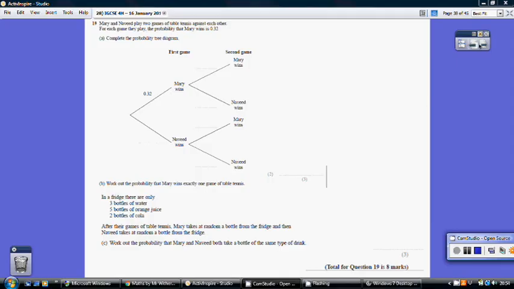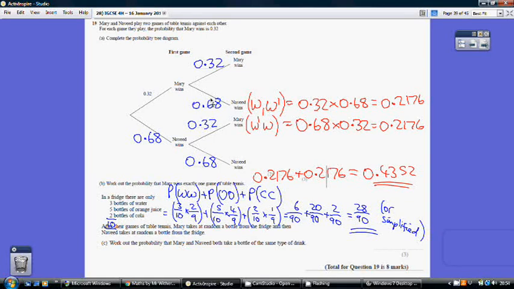Question 19. It's very straightforward, I think, for part A. If the chance of Mary winning is 0.32, then Mary not winning, Naveed winning, must be the rest to give you a whole. So 1 take away 0.32 is 0.68.